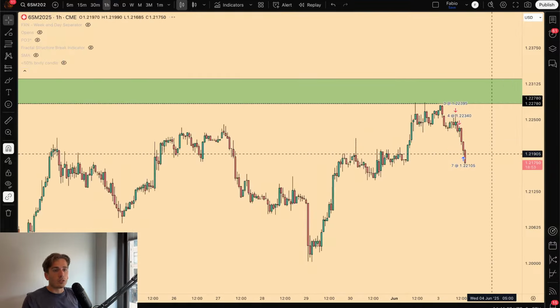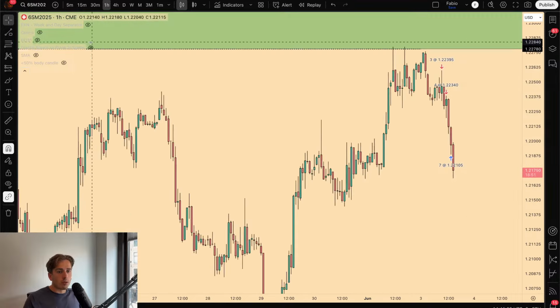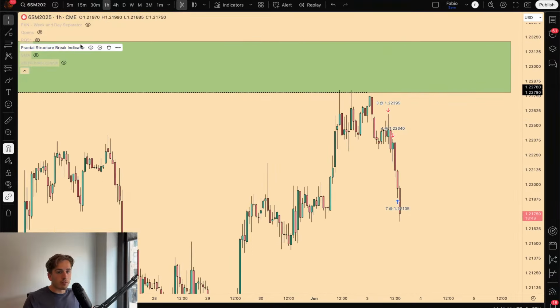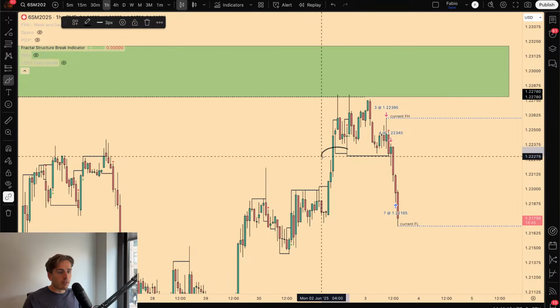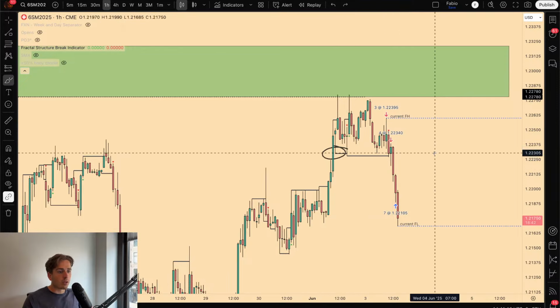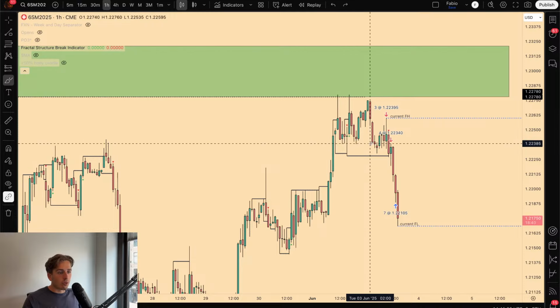So then go into the lower time frame, and then on the 1-hour time frame, or you can look at it from the 15-minute time frame, doesn't really matter. We had a double fractal break. So here we had the first fractal break, here we had the second one. So I was really happy to go short on the first fractal break.